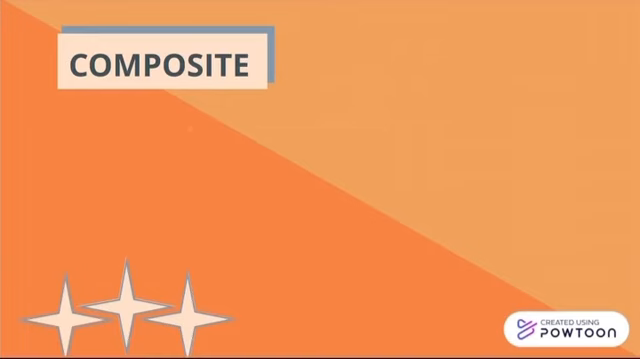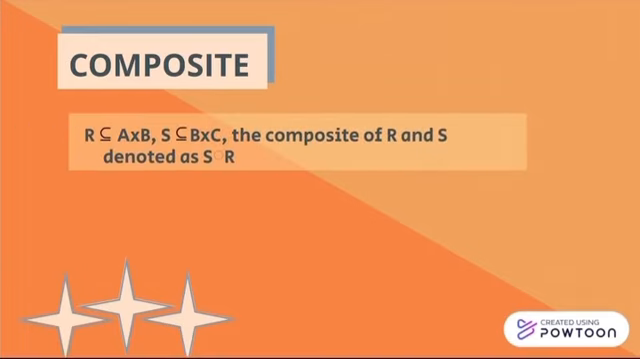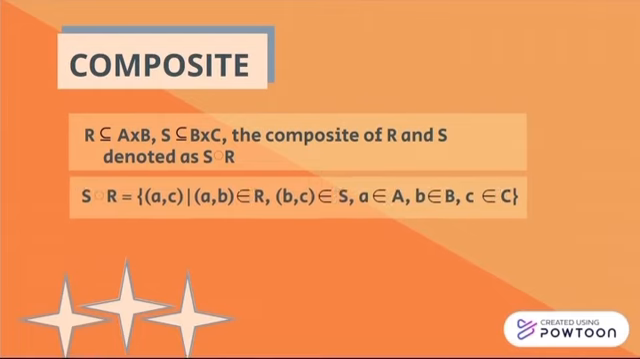Composite happens when there are two relations, such as R is a subset of A times B and S is a subset of B times C. The composite of R and S is denoted as S∘R. S∘R consists of (a, c), where (a, b) is an element of R, (b, c) is an element of S, a is an element of A, b is an element of B, and c is an element of C.